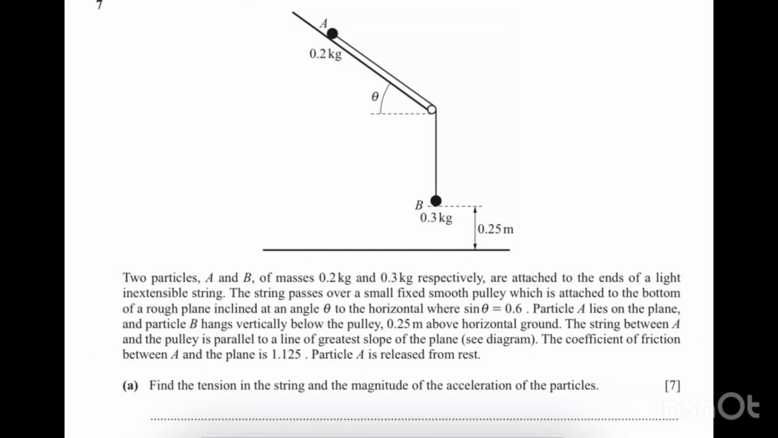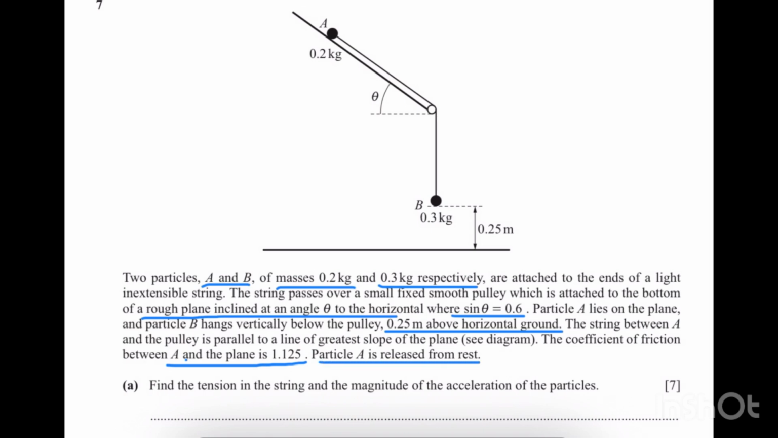Question number 7. So let's read it. Two particles A and B of masses 0.2 kg and 0.3 kg respectively are attached to the ends of a light inextensible string. The string passes over a small fixed smooth pulley which is attached to the bottom of a rough plane inclined at an angle of theta to the horizontal, where sine theta is equal to 0.6. Particle A lies on the plane and particle B hangs vertically below the pulley, 0.25 meter above the horizontal ground. The string between A and the pulley is parallel to a line of greatest slope of the plane. The coefficient of friction between A and the plane is 1.125. Particle A is released from rest.